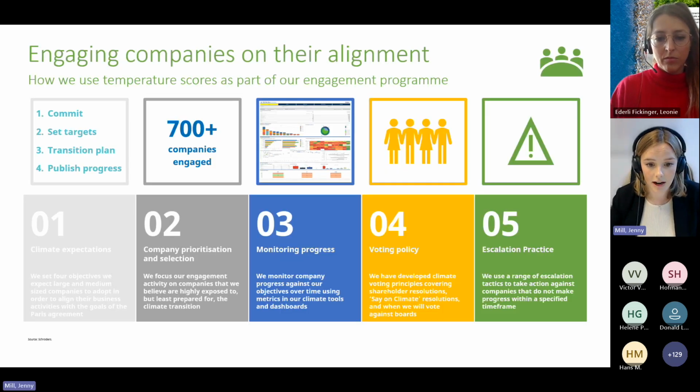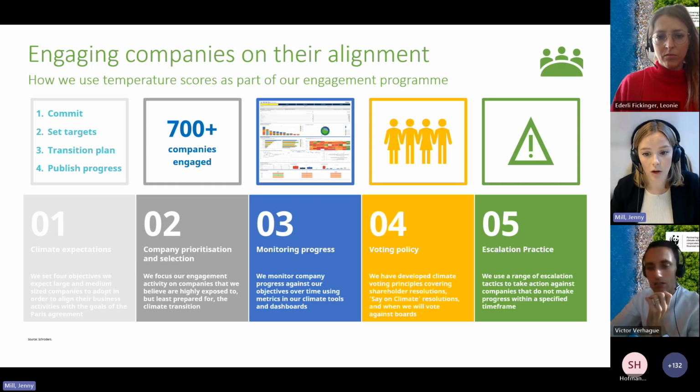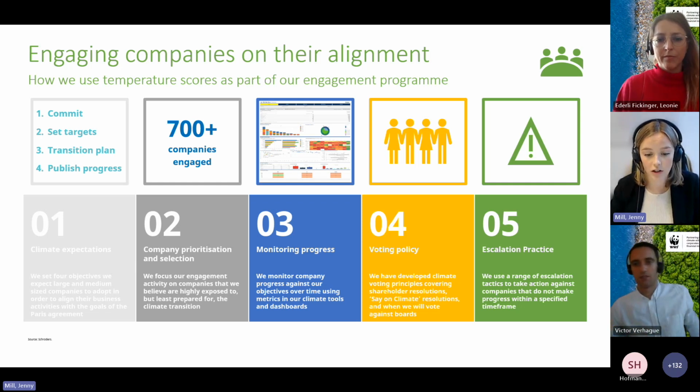So this is the last slide I have. And it's important to mention that when we engage companies on their alignment, this methodology massively helps us to focus in on which companies to engage and to prioritise. So across all the companies that we own, we expect companies we hold to commit to net zero, set targets and transition plans, and publish progress against their targets.